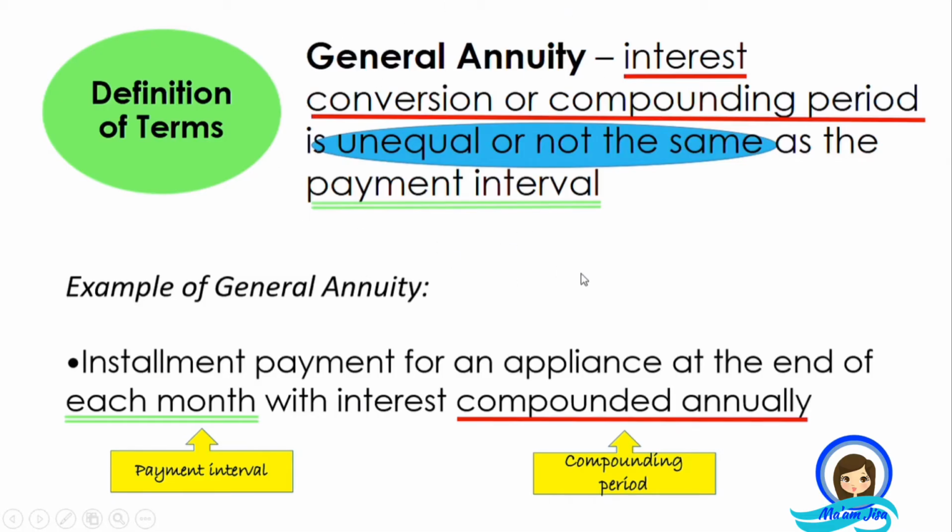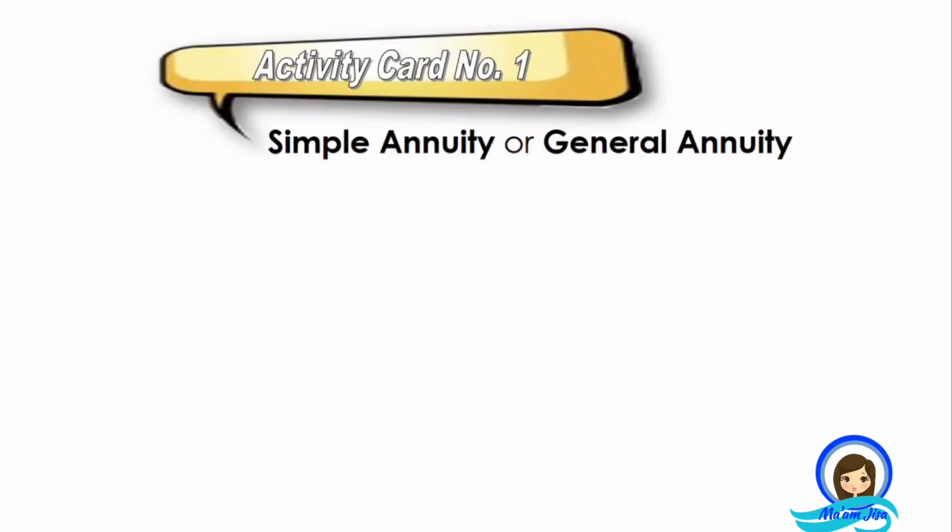So this is one thing that you should remember. For simple annuity, both its payment interval and compounding period are the same. But for general annuity, its payment interval is not the same with its compounding period. Let us have an activity. You only have to determine if the given situation is an example of a simple annuity or general annuity.